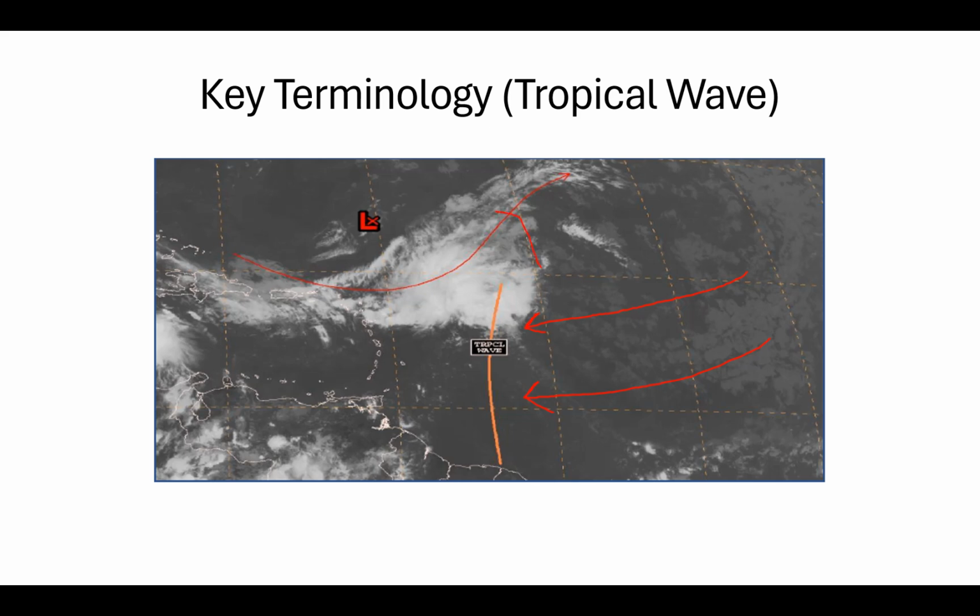But you kind of see the outline of all the clouds. They're not very organized, are they? More of an extension or elongated appearance on this satellite image.